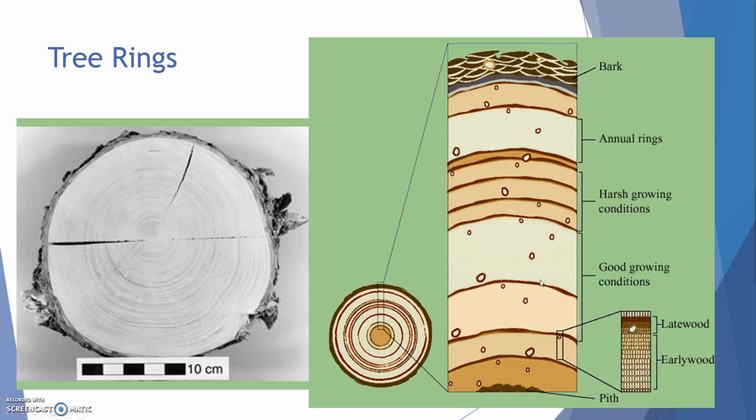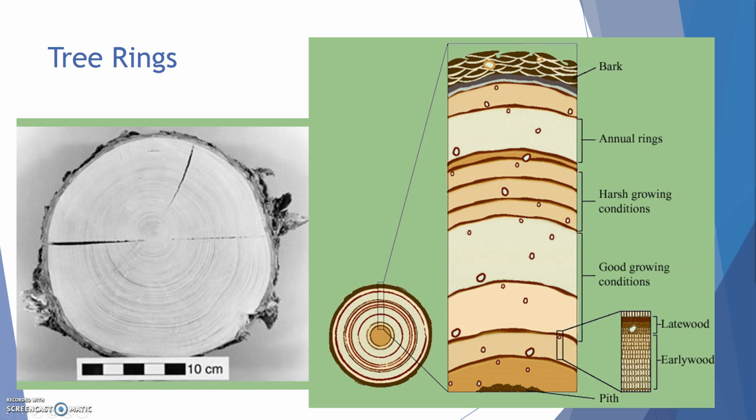So this gives us an indication of whether the climate was a good climate for a tree or a bad growing climate for a tree. And then because we know what type of tree it is and what climates it prefers, it gives us an indication of what the climate might have been like. So we know that if a particular tree prefers a warm, wet climate, we will see more rings like this.